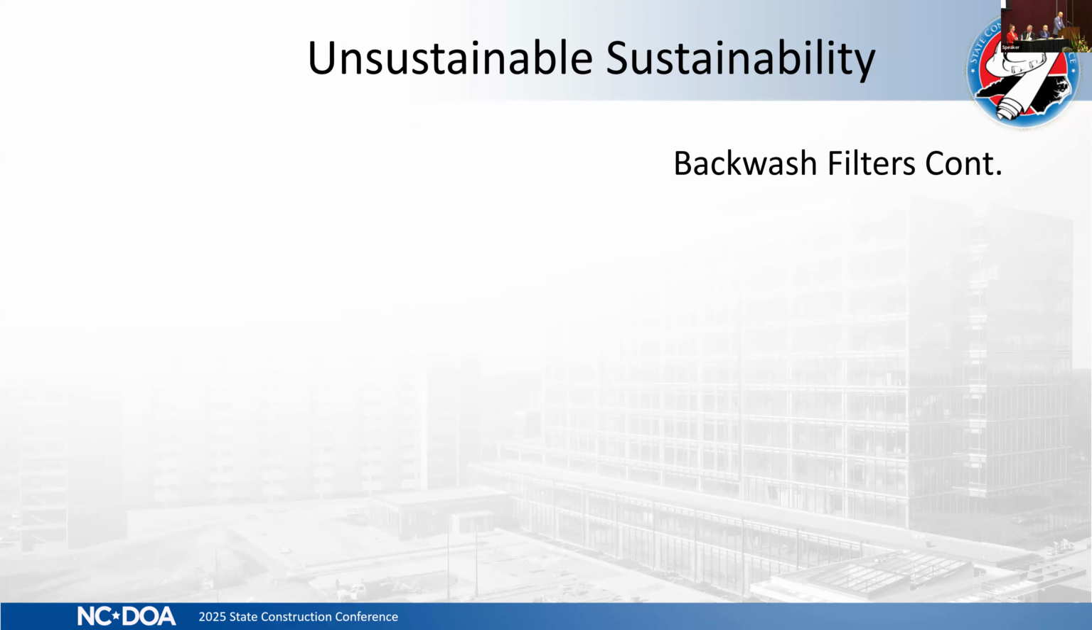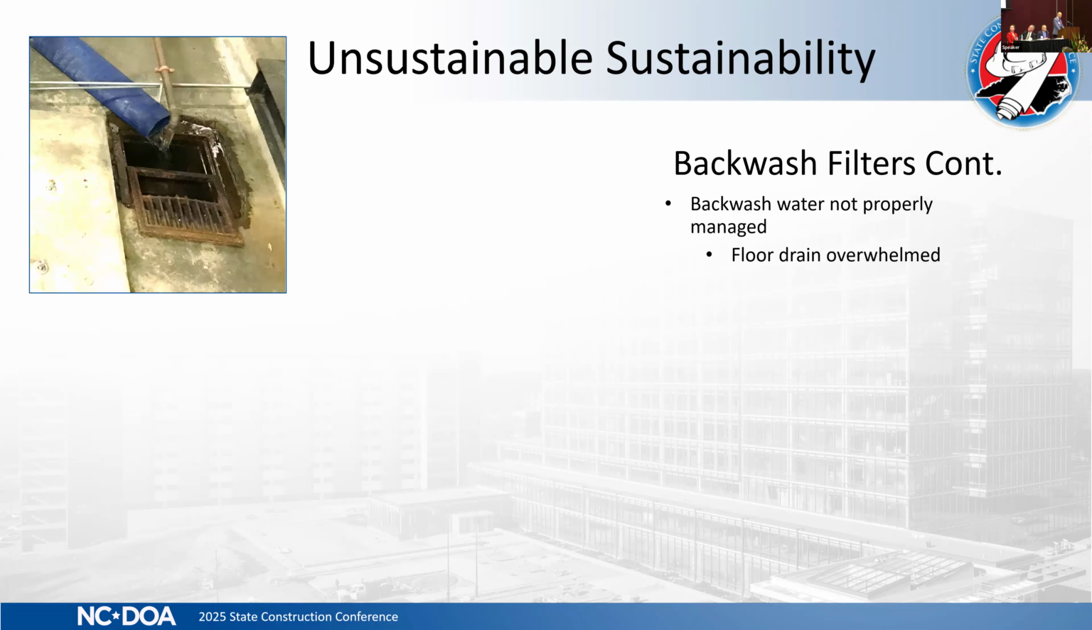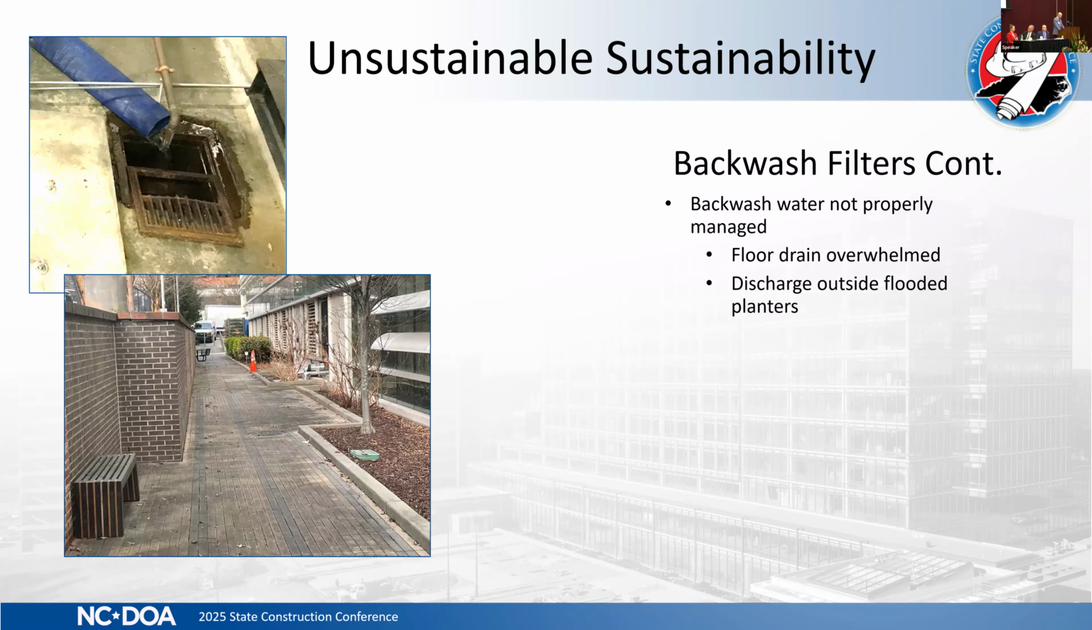And then there's the question of what to do with the dirty backwash water. The original plan was to discharge to the floor drain, but it was discovered during construction that the floor drains wouldn't handle the flow. The solution was then to reroute the backwash outside of the building, but that led to flooding of the adjacent planters and patio area behind the building. And worse yet, a lot of that dirty backwash water eventually made its way back into the underground cistern, which is also located in this area.